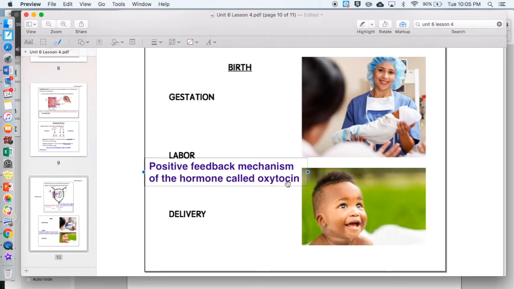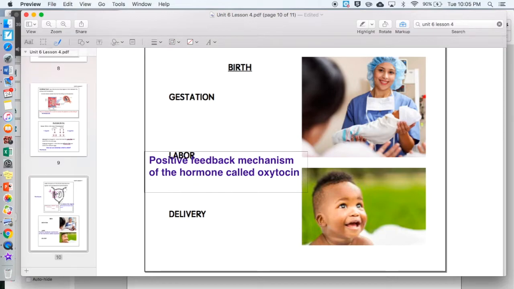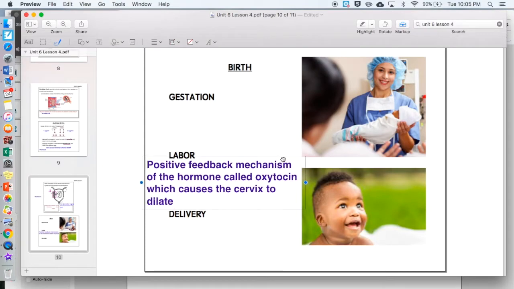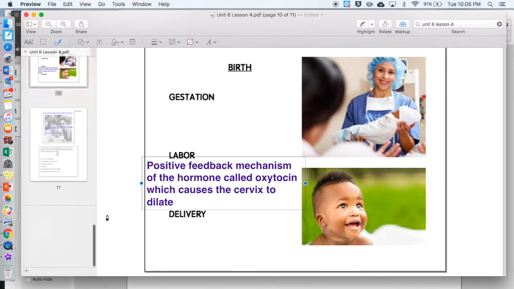The more oxytocin that's flowing through the mother's body, the more her brain tells her body to produce and release more oxytocin. And the more oxytocin, the more the cervix dilates. So we'll add which causes the cervix to dilate. Remember, the cervix is the opening between the vagina and the uterus, which acts as a gate. So the cervix expands when it's time for birth. It dilates to about 10 centimeters, so about the size of your fist. And then delivery is the actual birth part, and then you end up with a very cute baby like that one. Okay. So I'll write some notes in there.